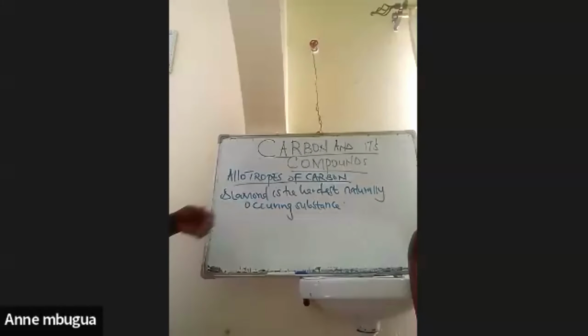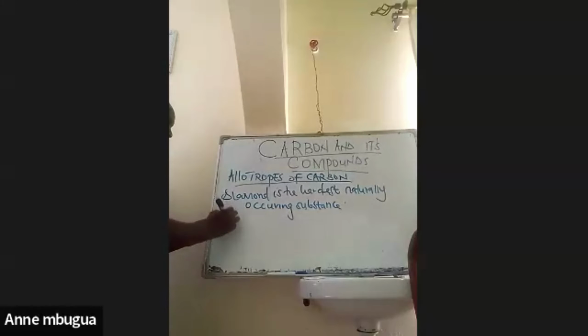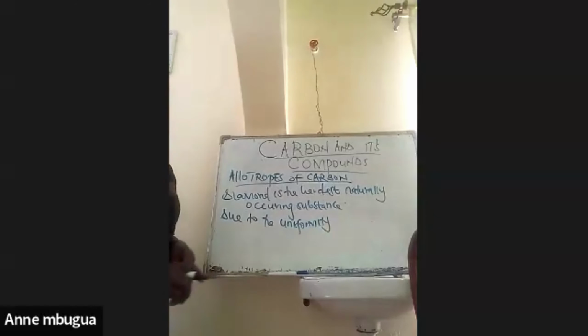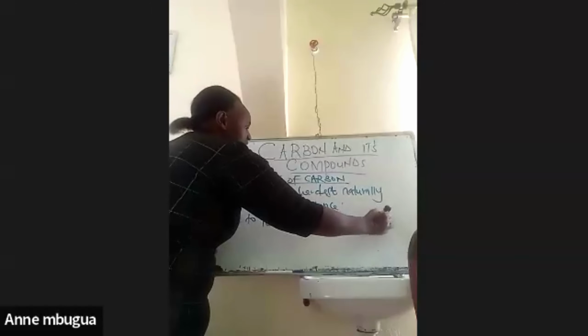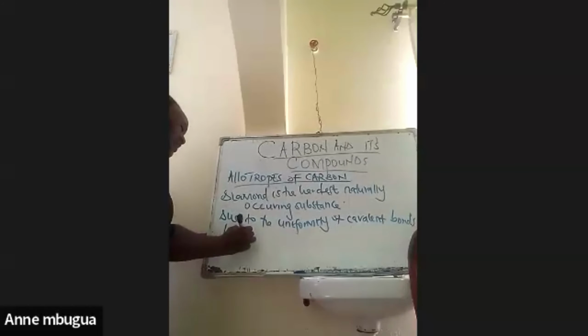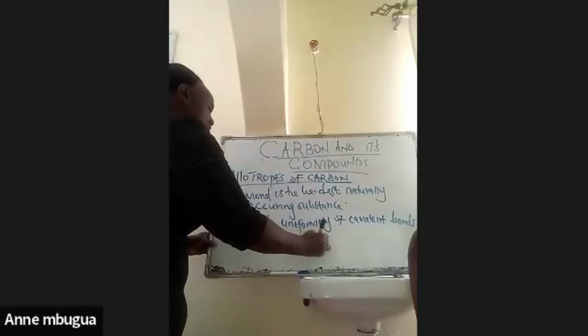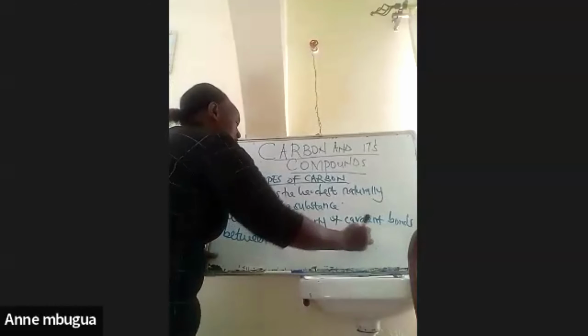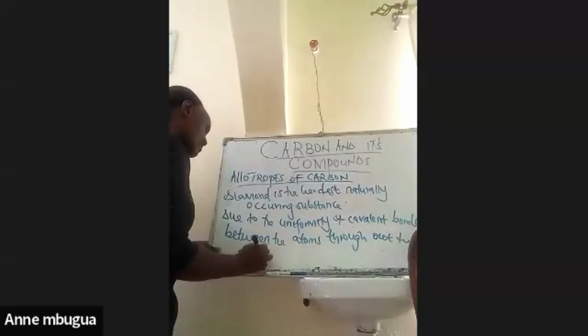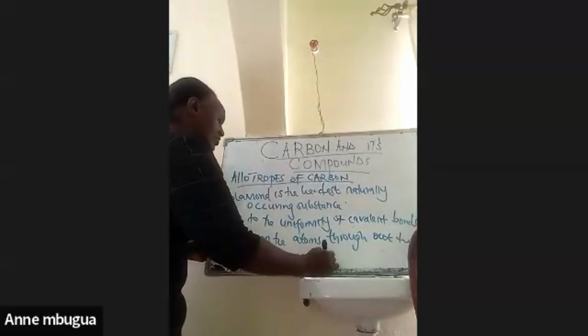The hardness of diamond is due to the uniformity of covalent bonds between the atoms throughout the giant atomic structure.